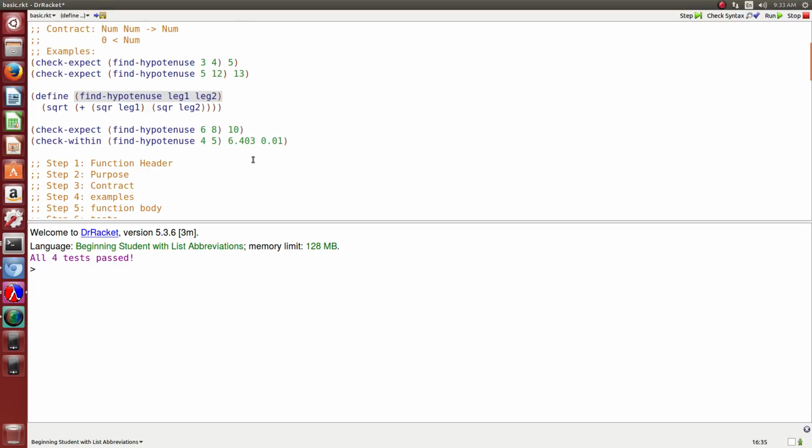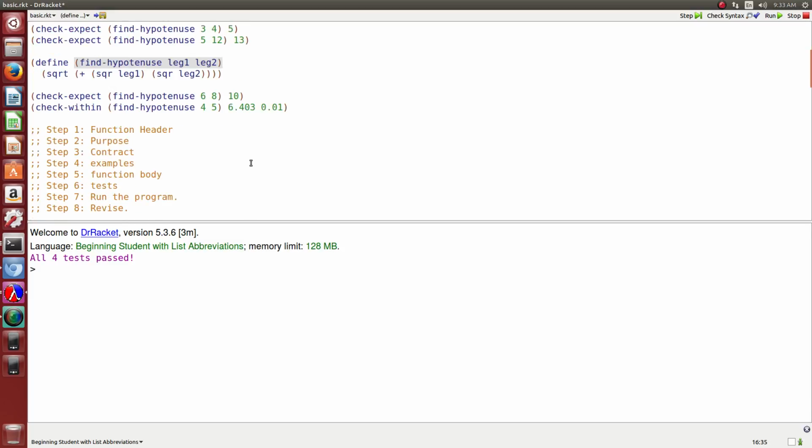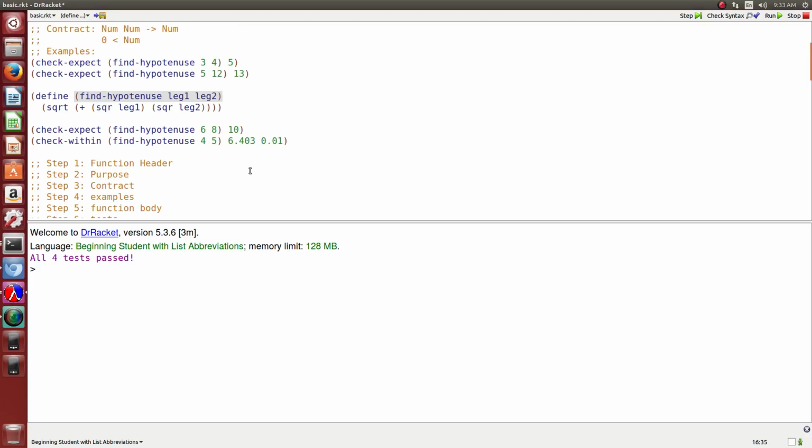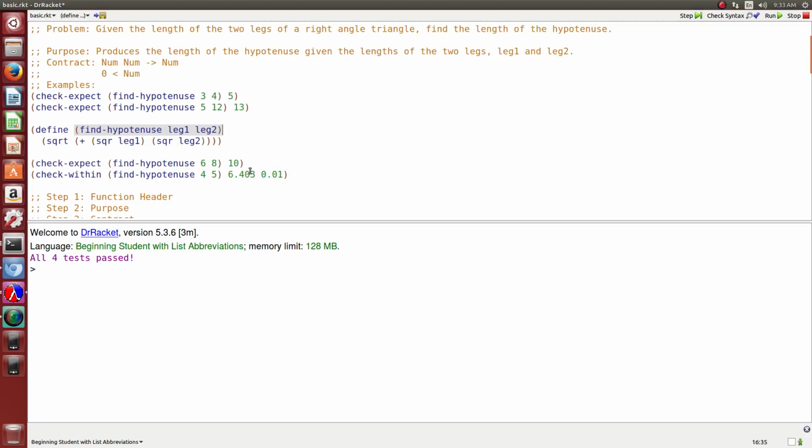Okay? So this was a quick example on writing a basic function using all of the elements of the design recipe or problem-solving style, whatever you want to call it.